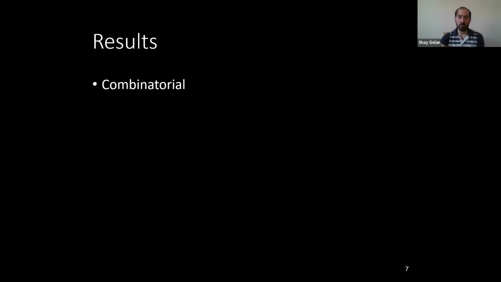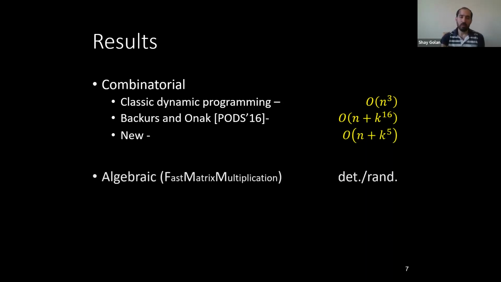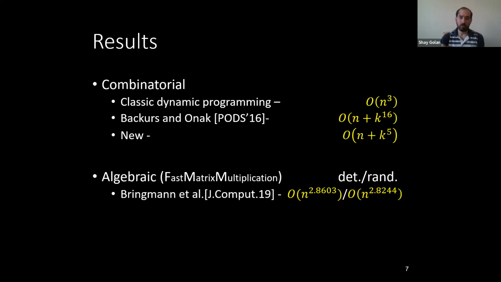So the results for this problem in the combinatorial algorithms regime: of course, there is the classical dynamic programming algorithm, which we will see, that matches the lower bound and takes n cubed time. At PODS 16, Backurs and Onak introduced an improved algorithm for small k, which takes time n plus k to the 16. And in this paper, we introduce an improved algorithm that takes n plus k to the 5. If you allow fast matrix multiplication, so we are in algebraic algorithms, then Bringmann et al. show that one can reduce the exponent from 3 to slightly less, to 2.86 or 2.82.